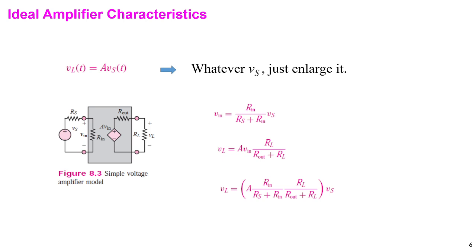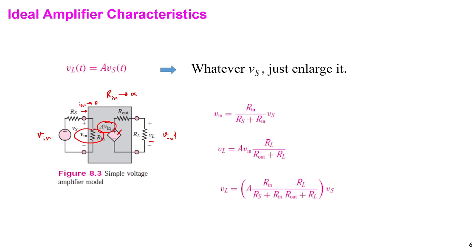This is the ideal amplifier characteristic. We have VL or V out, and we have Vs as our source, V in, V source. For the ideal op amp, we will have an internal resistor here, and we have the voltage controlled source here. This voltage will depend on the voltage here. Usually R in is very large, and I in is going to 0.